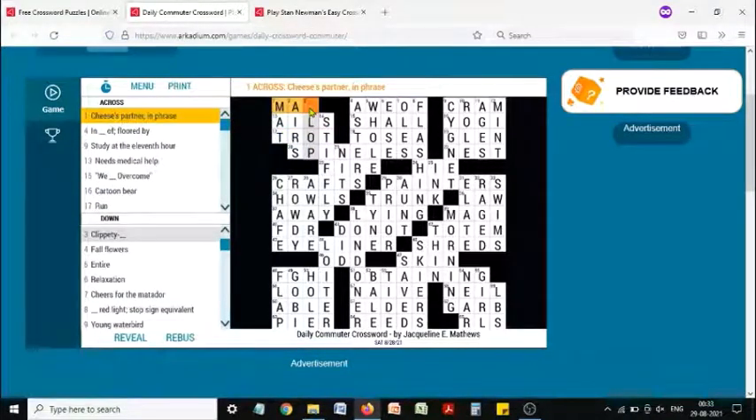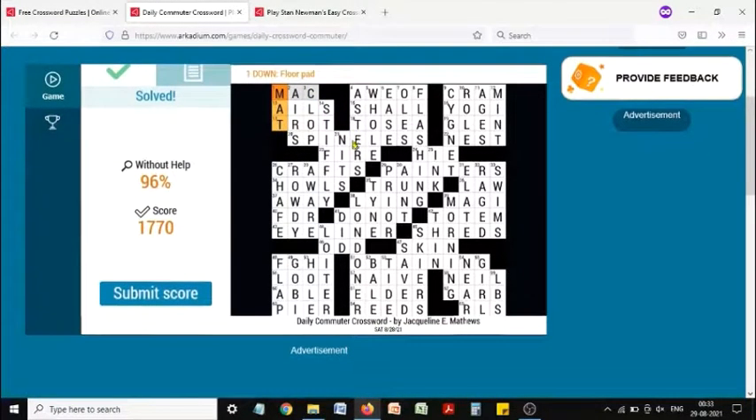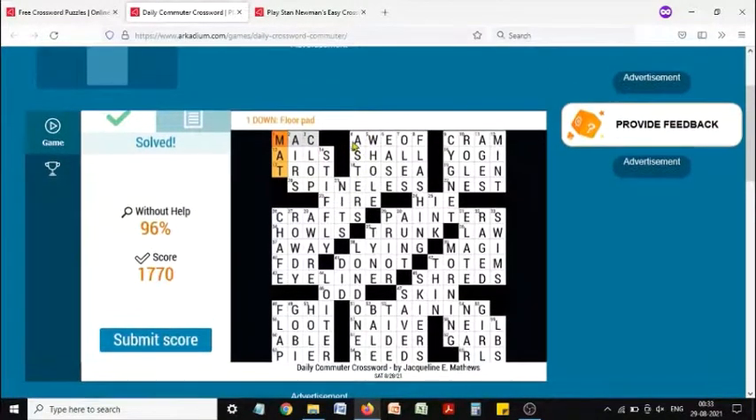And this is clippity clop. Yes, because this is mac and cheese. And there you go. We have our first complete crossword.